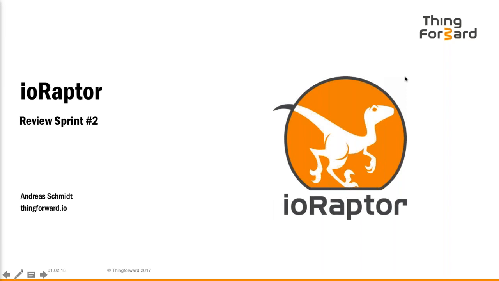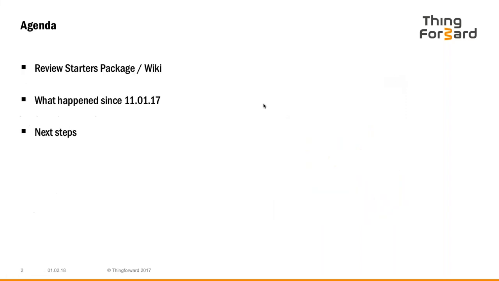So let's get started. What's on the menu for today? Last time we introduced our starters package, that is all the tools and modules that come with the initial version of ioRaptor. I want to do a quick review about that in case you missed it and point you to the wiki and more information. The second part is essentially what happened since our last webinar, since 11th of January. I have a small demo for that to show you a bit of the ioRaptor functionality. And then, next steps, what's coming up next.